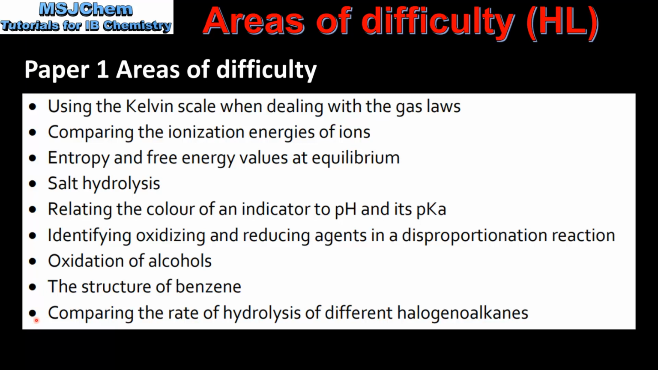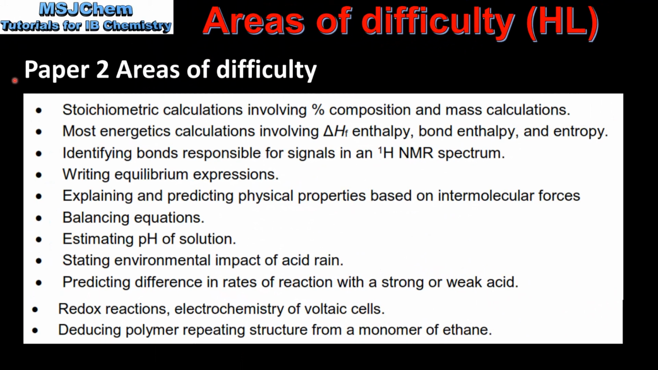Next, we have comparing the rate of hydrolysis of different halogenoalkanes. This is dependent on the strength of the carbon to halogen bond. As we go down group 17, the carbon to halogen bond gets weaker. A weaker bond results in a faster rate of reaction. Next, we look at Paper 2, Areas of Difficulty.